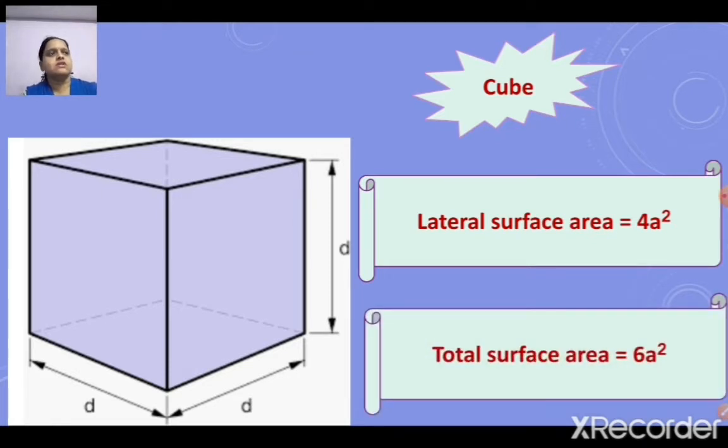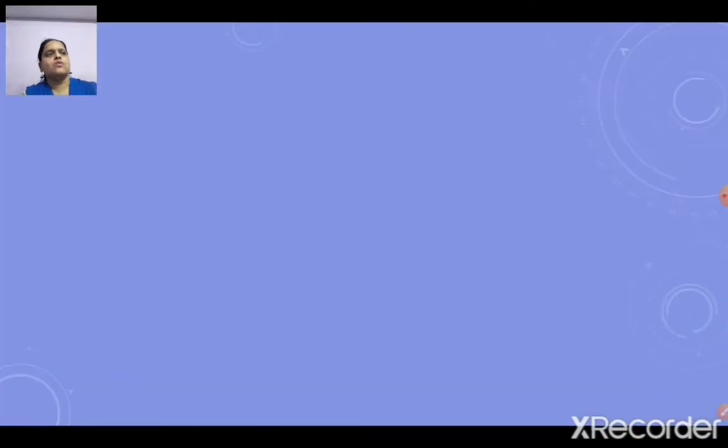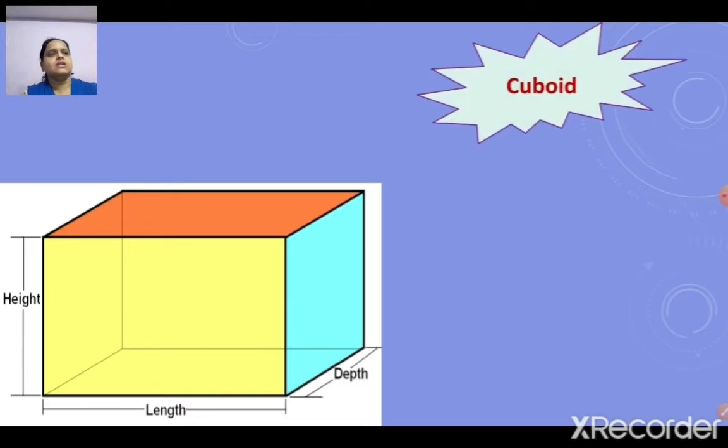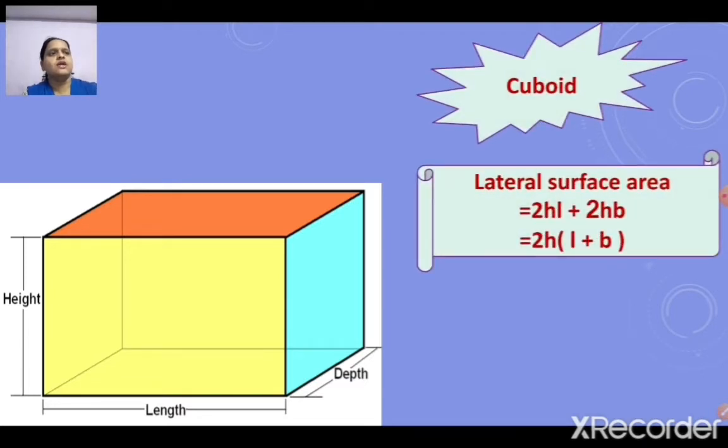Then we have already seen about the cuboid also. What will be the lateral surface area of cuboid? Yes, so the lateral surface area of cuboid is 2HL plus 2HB. Lateral surface area means the area of all four faces: the front face, the back one, and the two side faces, where the top and bottom are not included. So the formula is 2H in the bracket L plus B.